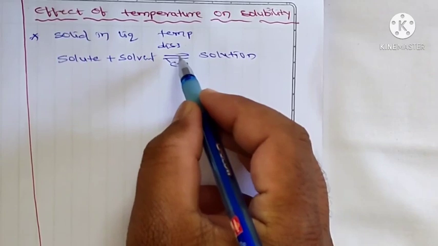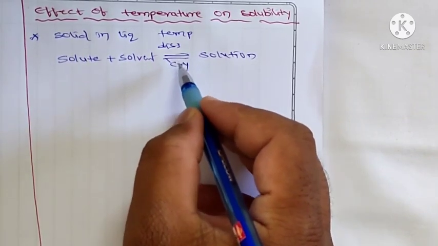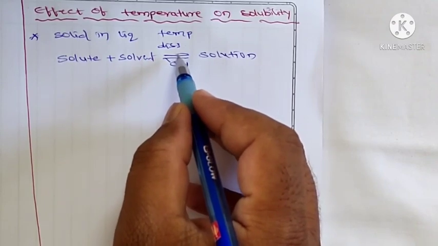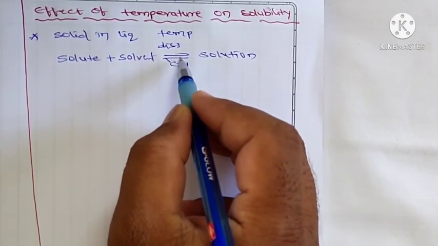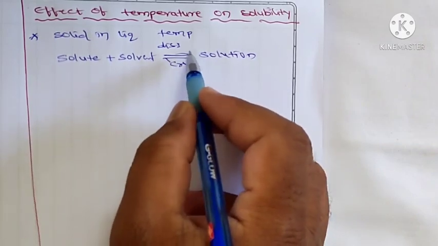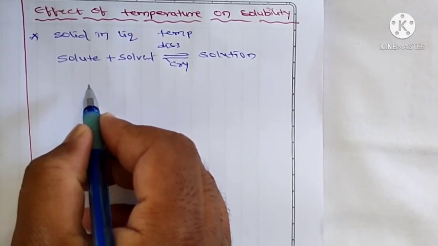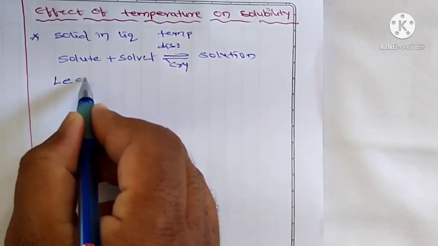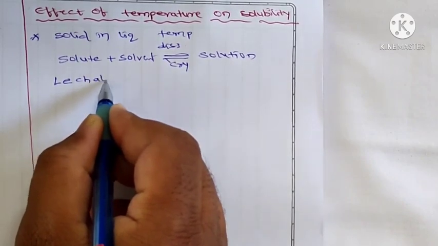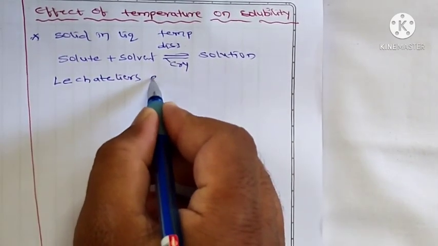So both processes have the same rate, and that stage is called dynamic equilibrium. This is a dynamic equilibrium, and it must follow the Le Chatelier principle.